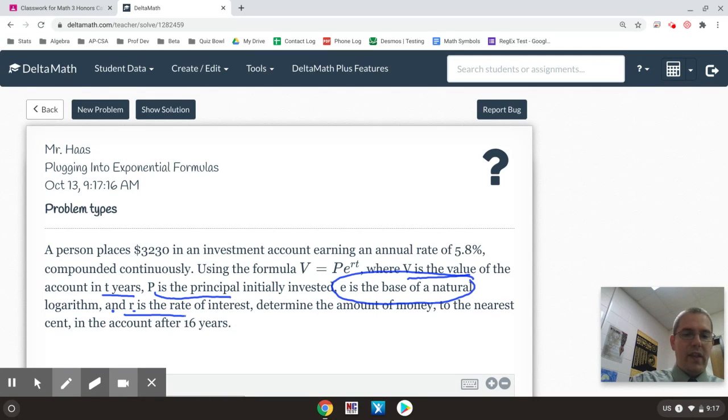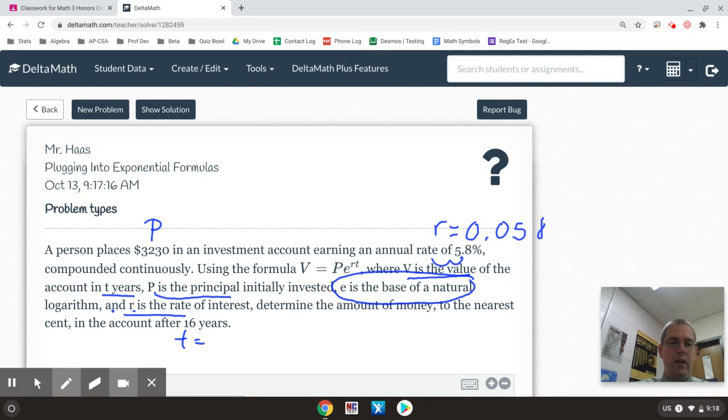It says they placed $3,230, so that's your principal, your P value. So your rate is 5.8, so that's going to be 0.058, because to make that rate a decimal, I always have to take the percent and move the decimal over 2 places, so 0.058. My time in years is 16. Once again, I do not need anything for E.